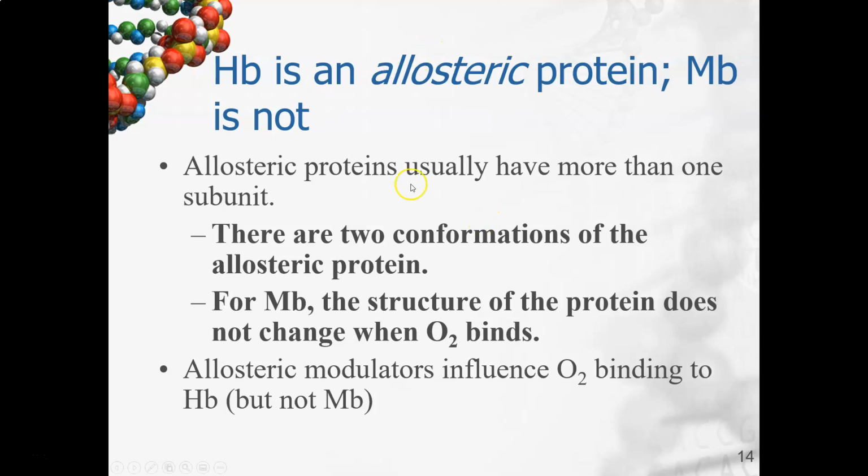So this is a description of an allosteric protein. Allosteric proteins usually have more than one subunit. There's usually 2 conformations of the allosteric protein. So hemoglobin is allosteric, myoglobin isn't. When oxygen binds and then dissociates from myoglobin, there's no change in the structure of the protein. Another important feature of allosteric proteins is that they have allosteric modulators which influence oxygen binding to hemoglobin. So this does not occur with myoglobin.